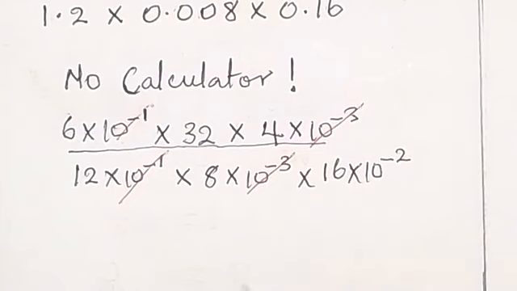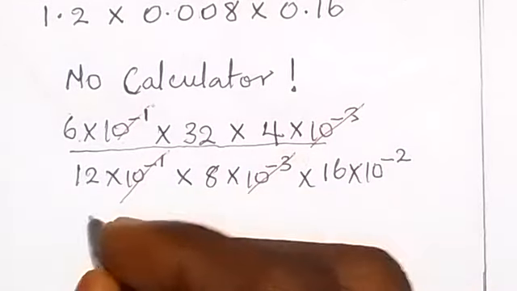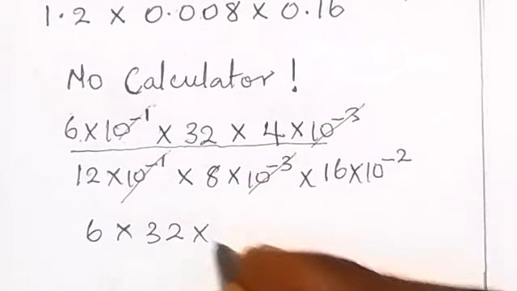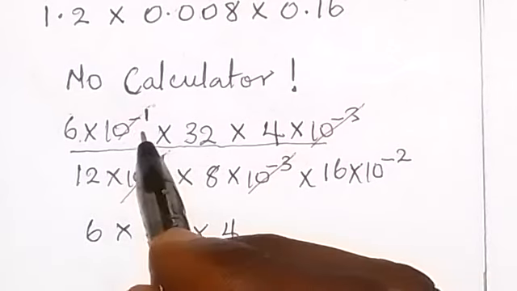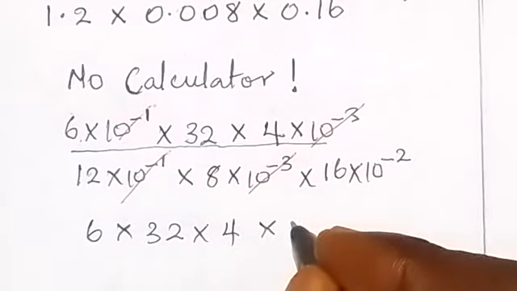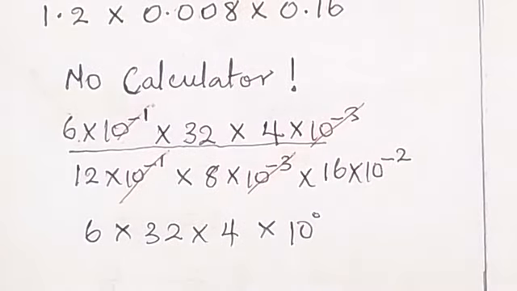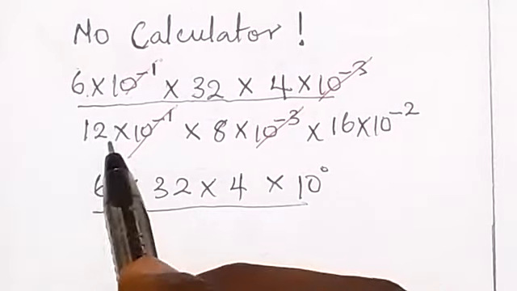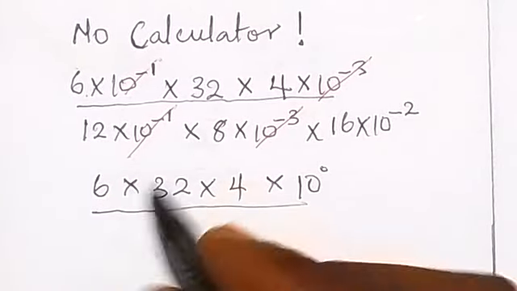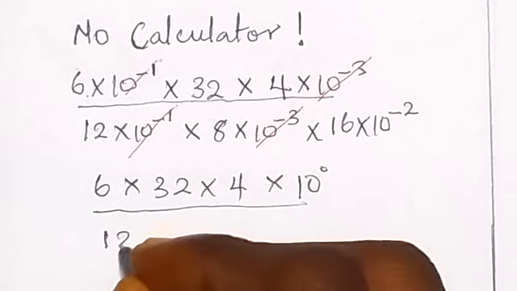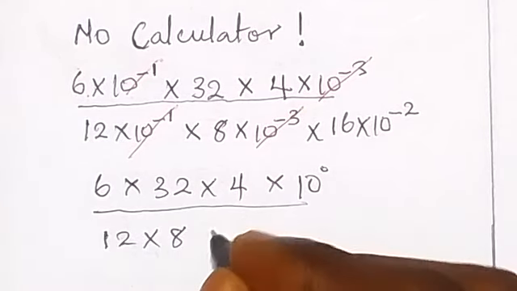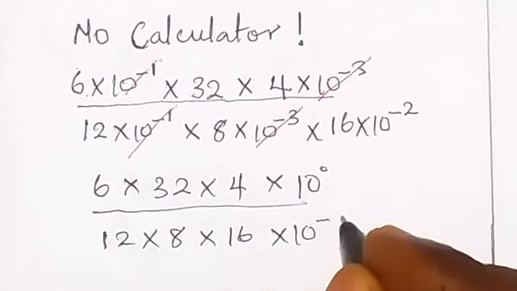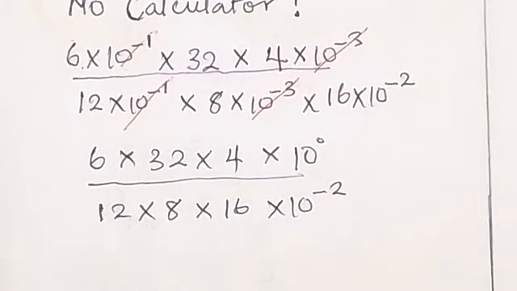Then let's try to separate the numbers. Then we have 6 times 32. We don't need to multiply anything yet. We have 6 times 32, then times 4. That's what remains up. Since 10 raised to power nothing is there, that's 10 raised to power 0, because 10 raised to power 0 is still 1. Then divided by, what we have here now is 12 times 8, then times 16. Then we have times 10 raised to power minus 2 left. So that's what we have there.